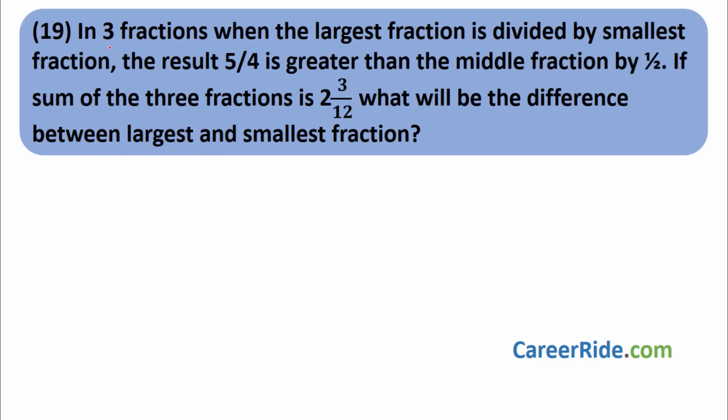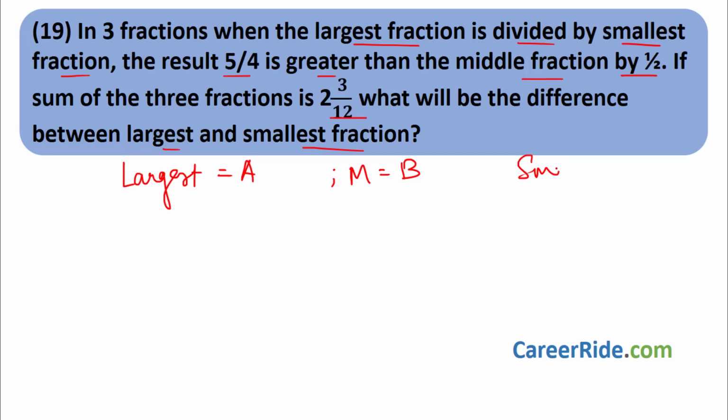In 3 fractions, when the largest fraction is divided by smallest fraction, the result 5 by 4 is greater than the middle fraction by 1 by 2. If sum of the 3 fractions is 2 3 by 12, what will be the difference between largest and smallest fraction? Again, very easy. Let us see what have they given. Let the largest fraction be a. Okay, this be the largest fraction. Let the middle fraction be b and let the smallest one be c.